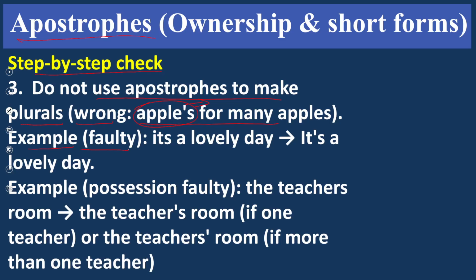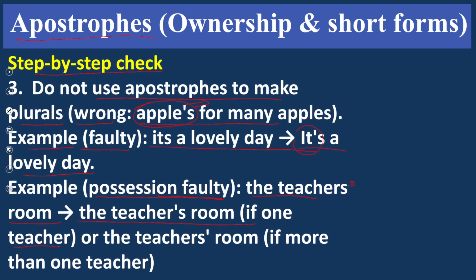Yes, faulty. Look at the faulty sentence. It is a lovely day. No, it's a lovely day. This is the short form, right? Look at this next example. Possession, faulty possession. The teachers room. No, for possession we have to use an apostrophe. It is missing here. The teacher's room.